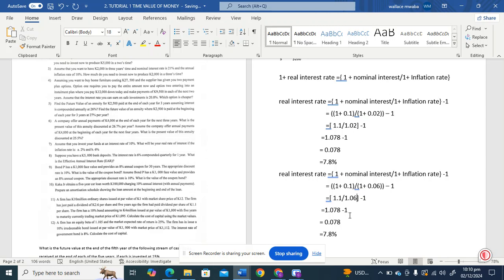You get 1.0377, subtract that from 1, you get 0.0377, which, when you multiply by 100, becomes 3.77%.